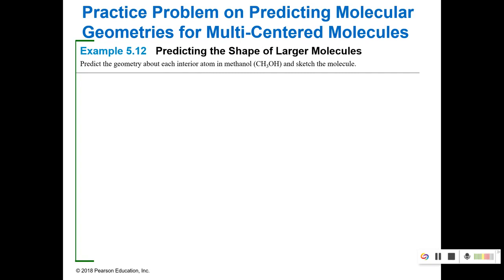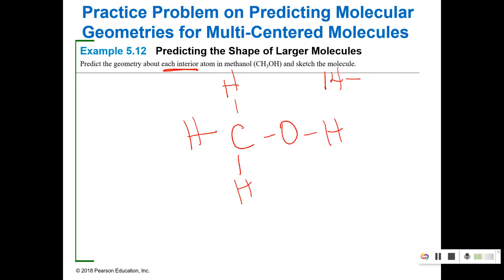All right, so predict our geometry around each interior atom. So I've got CH3 and then OH. Okay, I've got 4, 5, 6, 7, 8 plus oxygen is 14. I've got 1, 2, 3, 4, 5 bonds, so that's 10. I've got 4 electrons left. They must go on oxygen because that's my only space left to put them at this point.